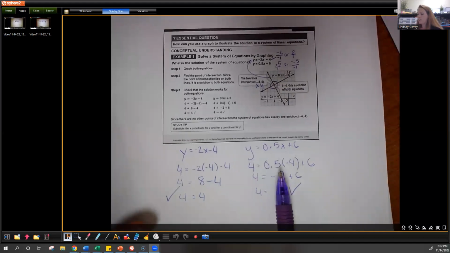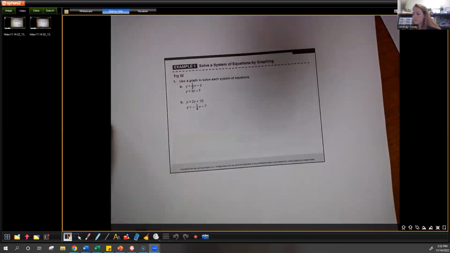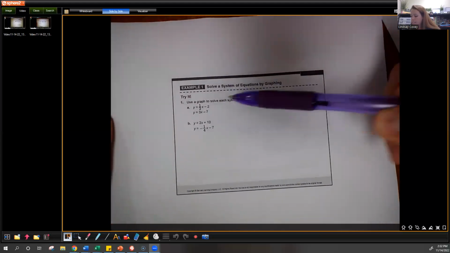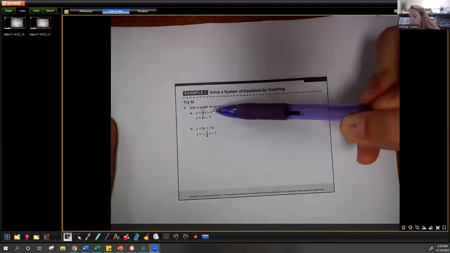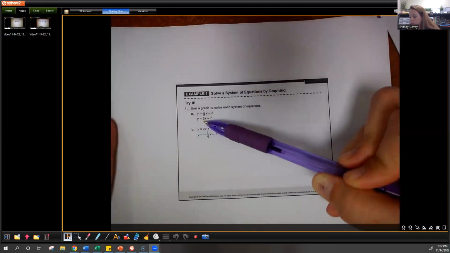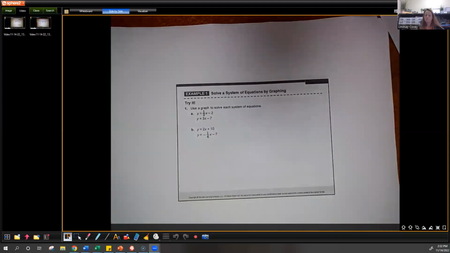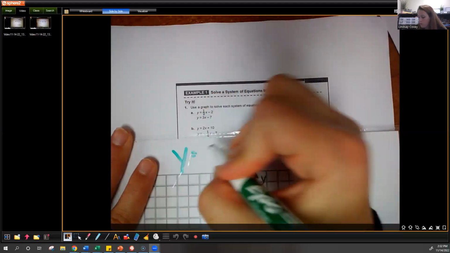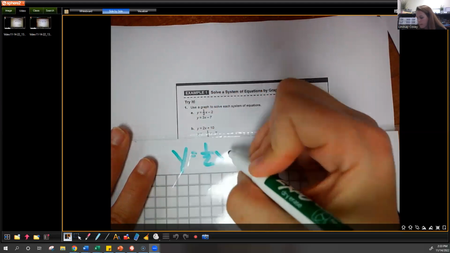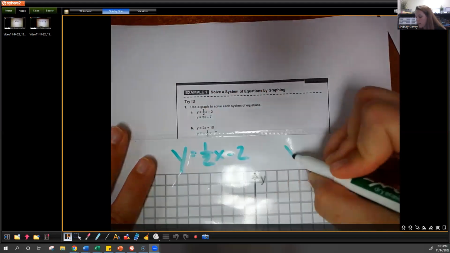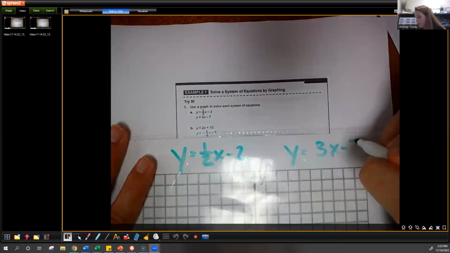So there's one solution, and that is negative 4, 4. Let's take a look at another example. I am going to look at example A, y equals negative 1/2 x minus 2, and y equals 3x minus 7. I'm going to solve this by graphing to see what the solution is. What is the coordinate point? They're both written in slope-intercept form, so that takes a little bit of the work away.